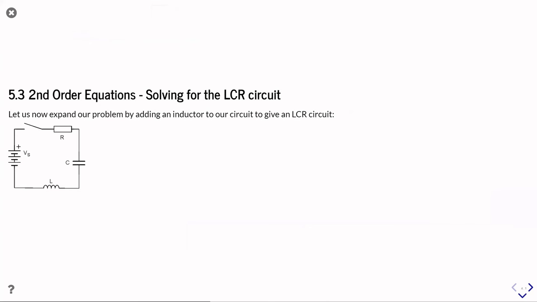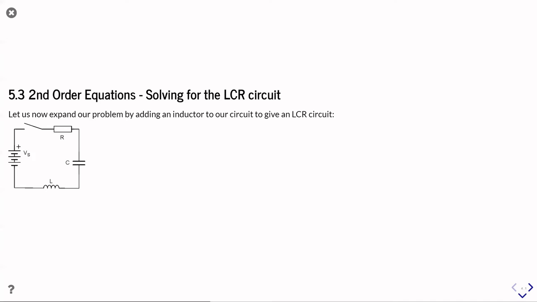Okay, so in this third part of the Unit 5 video tutorial on solving differential equations, we're going to move away from the very simplest type of single first order equation. And we're going to look at what happens if we try solving for a slightly more complicated system, and in particular, the LCR circuit. So this is something that usually features in second year lab as an experiment. It's a rather nice example of an oscillating system.